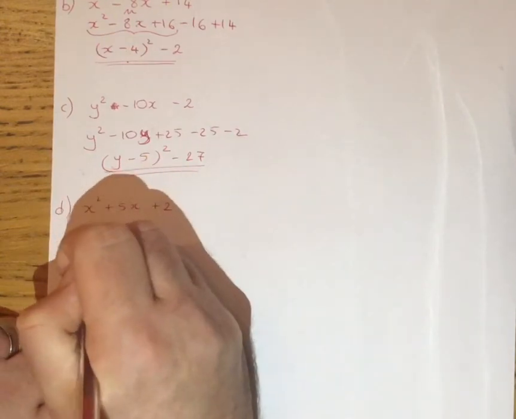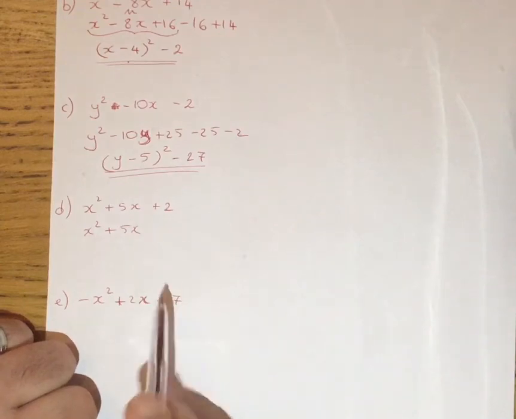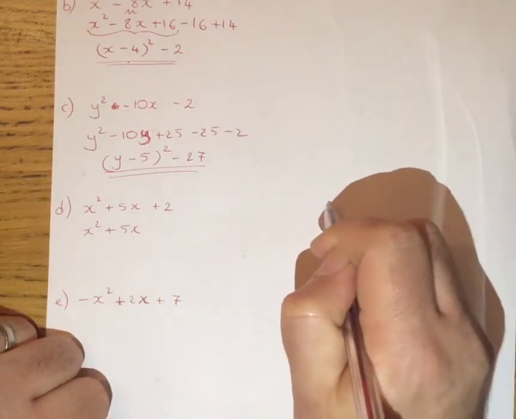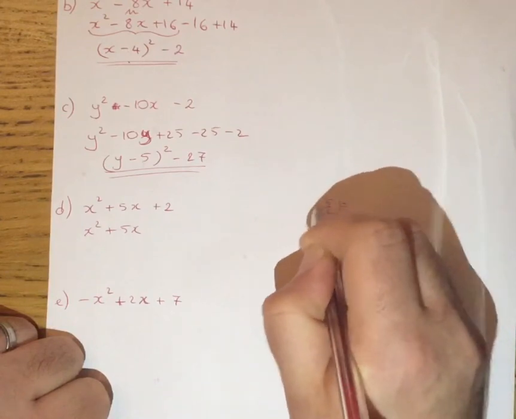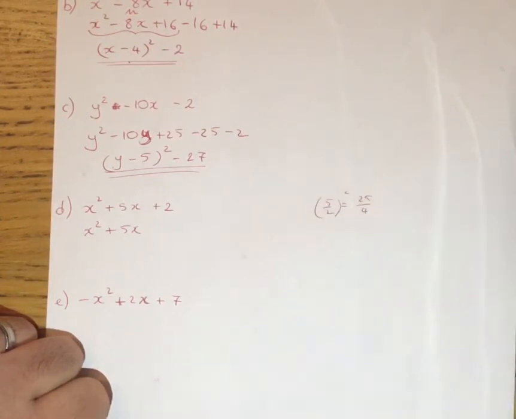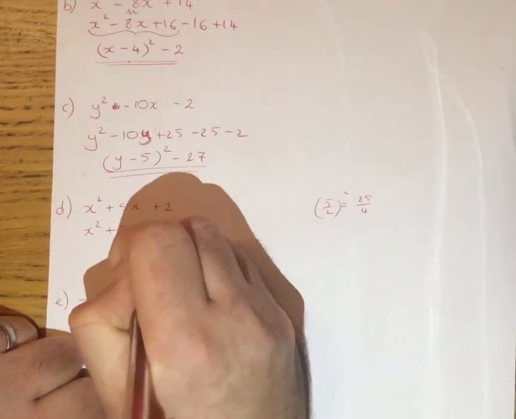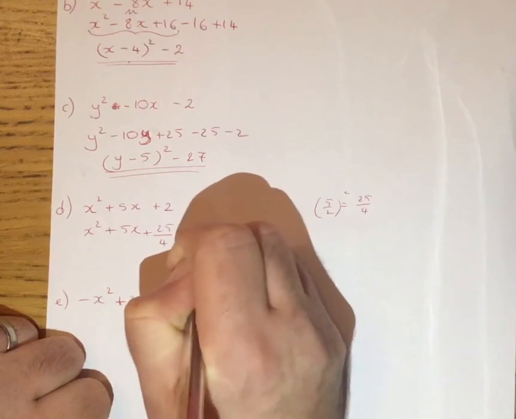So I'm going to use a fraction to start with. So half of 5 is 5 over 2. Square it. If we square 5 over 2, we need to square top and bottom, so it's 25 over 4. So I'm going to add 25 over 4 and take away 25 over 4.